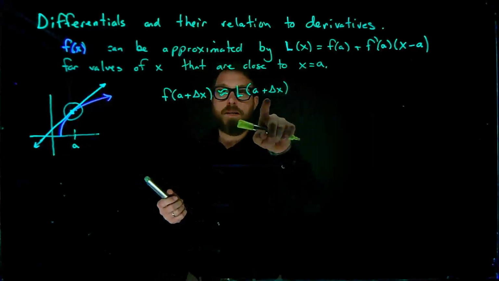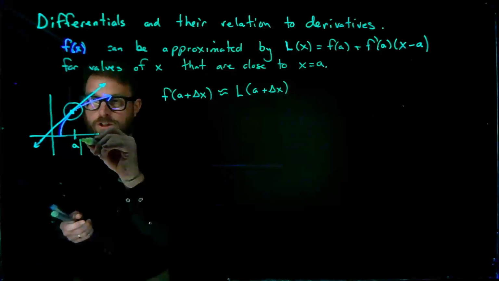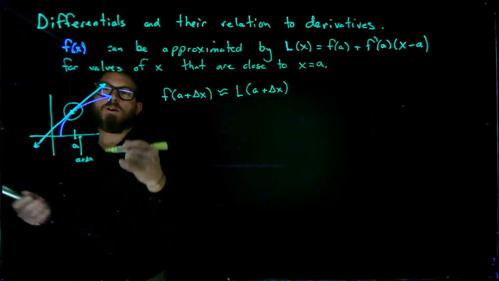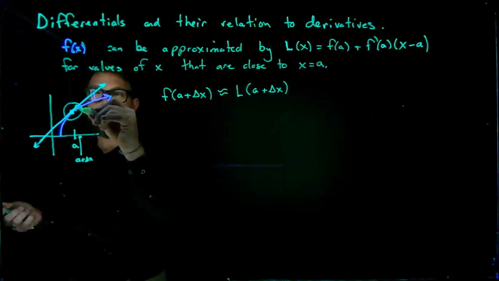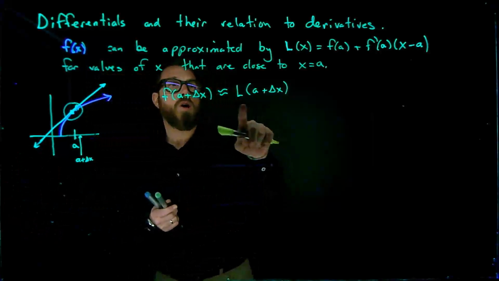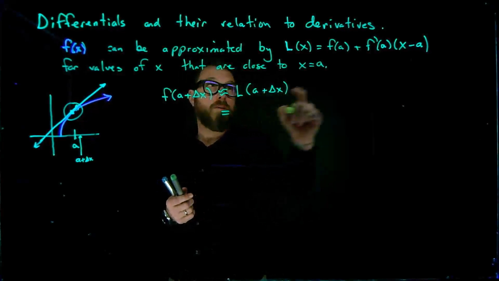So what this means is your change in x is really small. So a plus the change in x might be right here. Now it could be a little above or a little below, but we know as long as we're really close to this, the output of the line and the output of the curve are going to be very, very similar. So we know that this linear approximation is going to be equal to, well, it's right here.